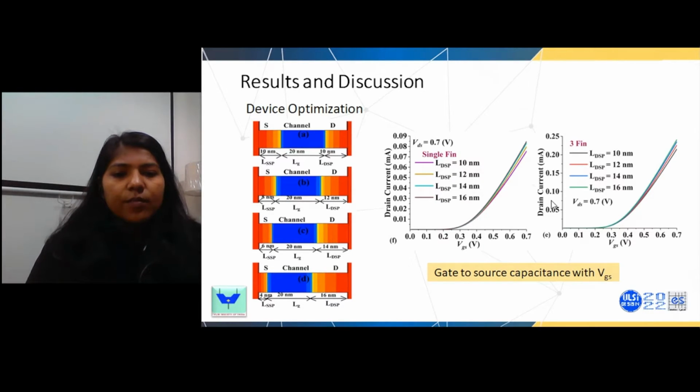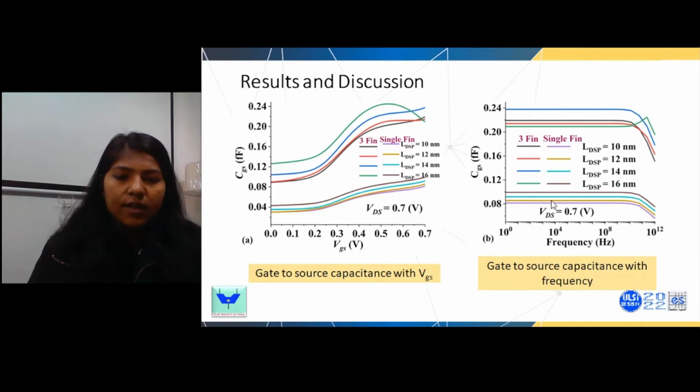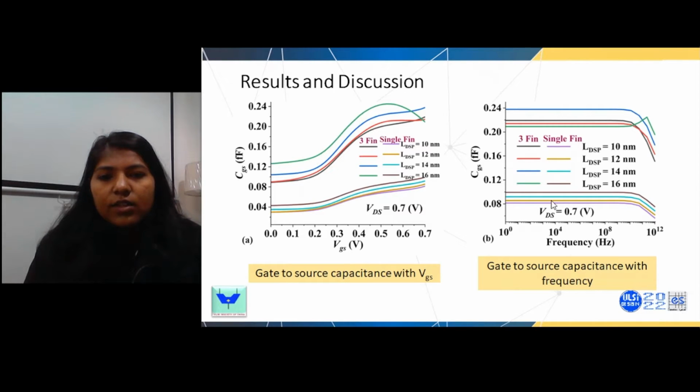So here we can see for the same amount of voltage, the drain current is very high in the case of the 3-fin structure as compared to the single fin structure, which is able to achieve 0.8 milliampere of current. At the same time, the 3-fin structure with the same voltage is able to achieve around 0.25 milliampere of current. We can see here the gate to source capacitance with respect to VGS on the left hand side and the gate to source capacitance with frequency on the right hand side. On the left hand side, we can see that the gate to source capacitance initially starts to increase when we increase the drain spacer and reduce the source spacer. In the single fin as well as in the 3-fin, the capacitance starts to increase.